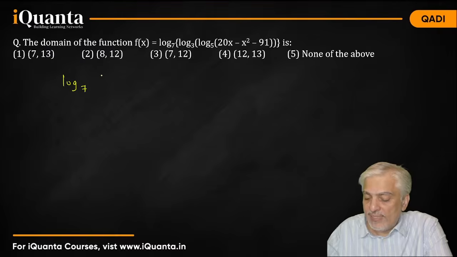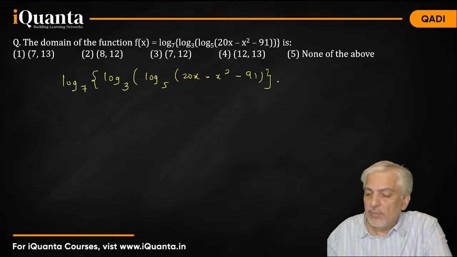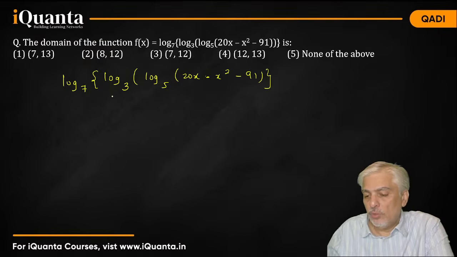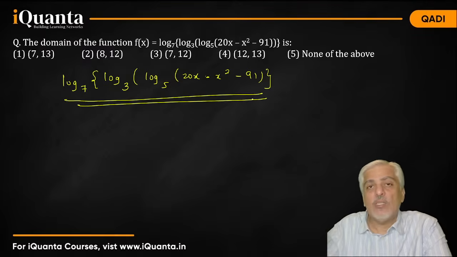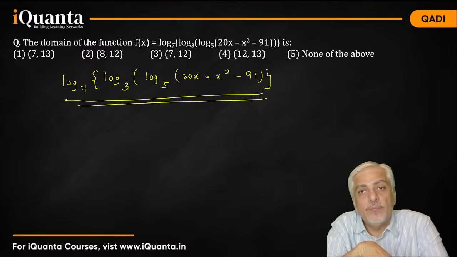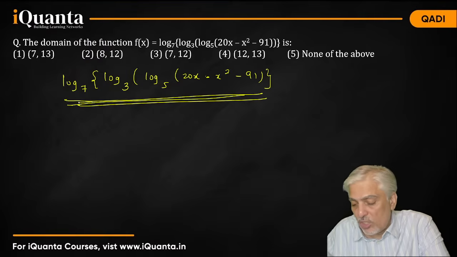Log to the base 7, log 3, log 5, 20x minus x square minus 91, all the brackets closed. Pay attention, Jayesh, especially for you. Now, remember this whole thing can be 0 because log 1 is 0. There is no rule that log ka answer cannot be 0, right? So that what you're saying itself is incorrect. First, this whole question is not greater than 0.